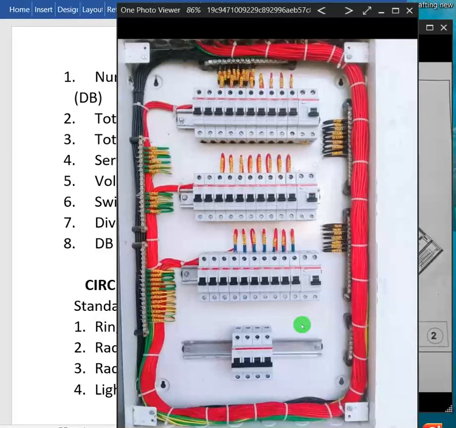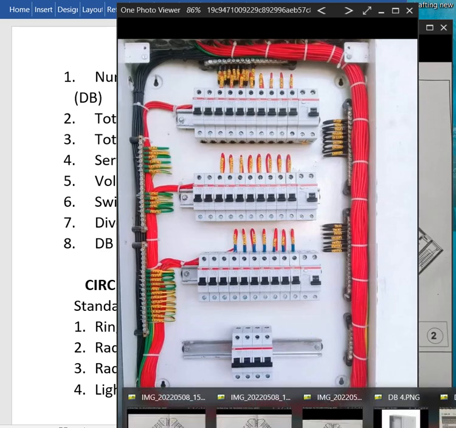For instance, I have 6 ring circuit. If I have 6 ring circuit, so 2 circuit should go to one line, 2 circuit again should go to another line, 2 circuit again should go to another line. That is the arrangement of distribution board setup. Okay, let me show you again.